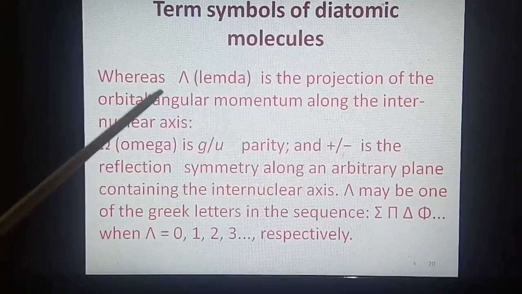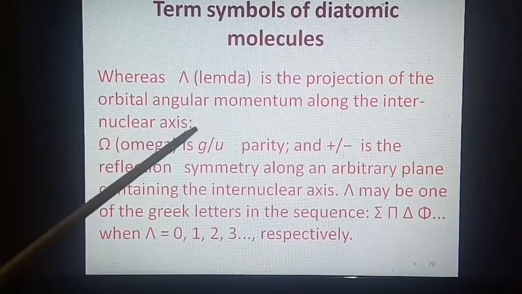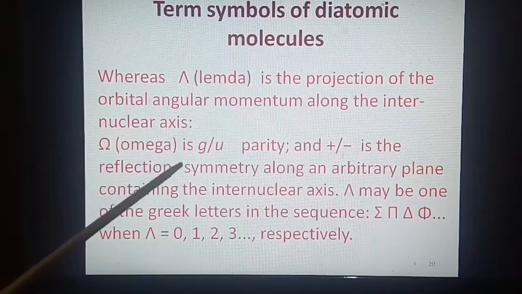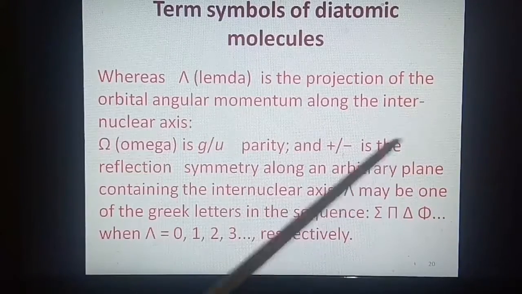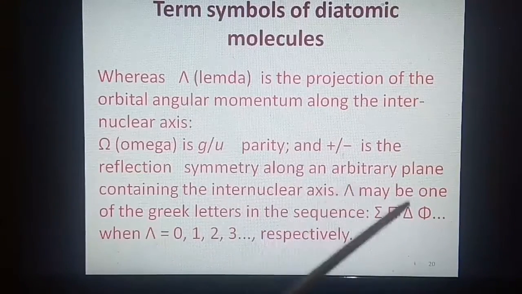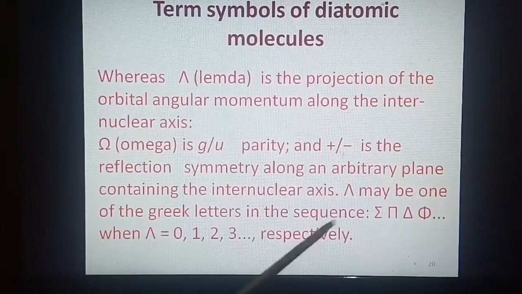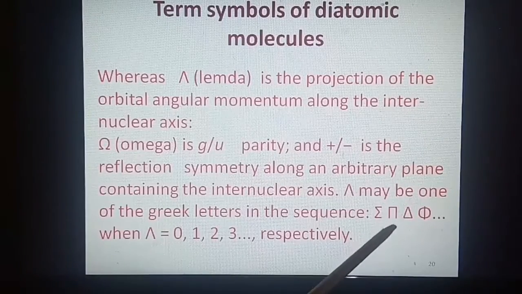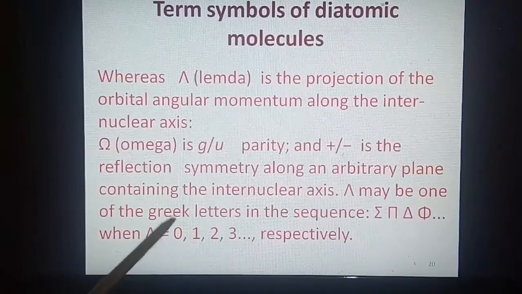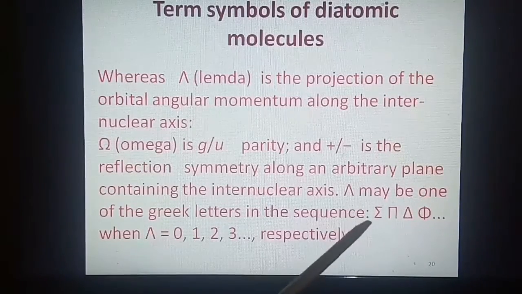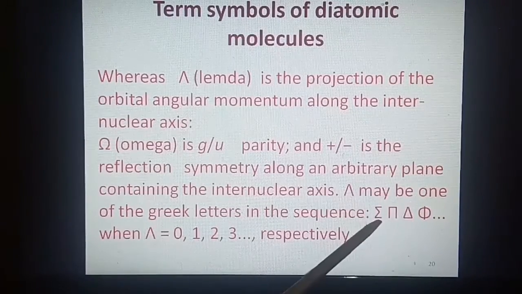Here again, lambda is the projection of the orbital angular momentum along the internuclear axis. Omega is either g or u, that is parity, and plus and minus is the reflection symmetry along an arbitrary plane containing the internuclear axis. Lambda may be one of the Greek letters in the sequence sigma, pi, delta, and phi, where lambda is equal to 0, 1, 2, 3. It is similar to the atomic term symbol, where S is taken here as sigma.